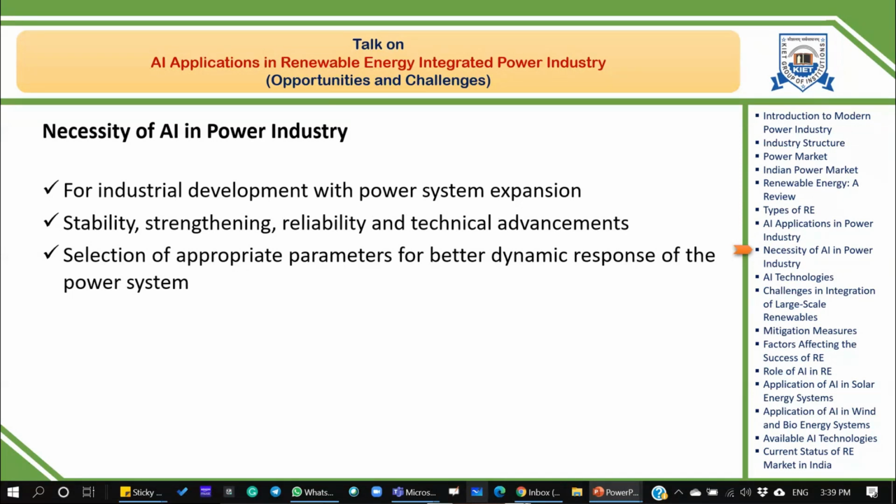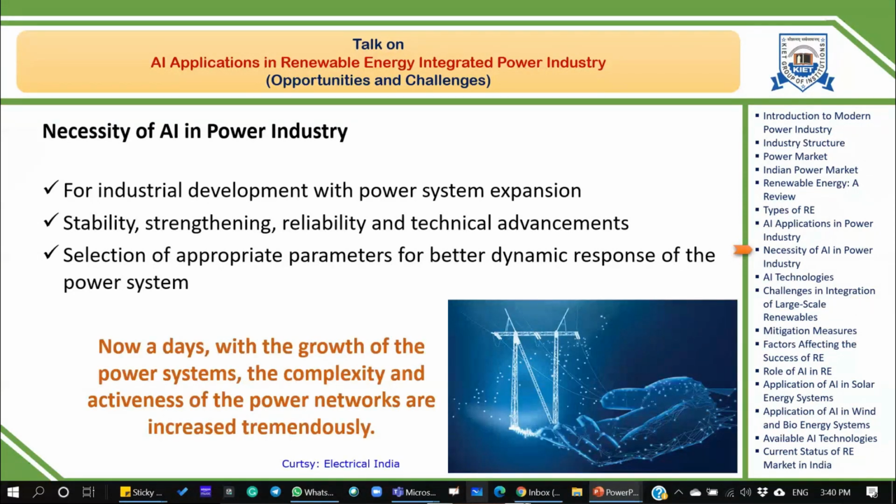Similarly, the power system is a system, and if you want to get a better dynamic response, you should have a proper control strategy, and AI can play an important role in this direction. That's why, nowadays, with the growth of power system complexity and the activeness of power networks increasing tremendously, AI has become a very fascinating and attractive part of power system operations.